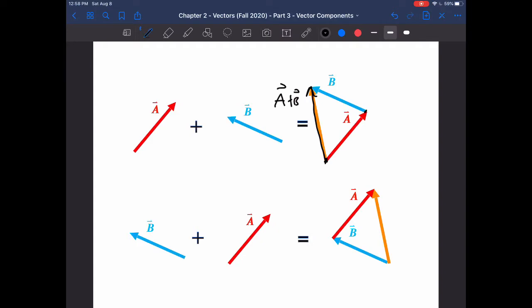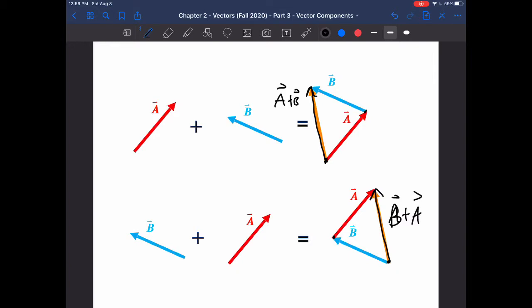Or I could do b plus a. This time I take the tail of a, I place it on the head of b, and I again draw in my resultant vector as being a vector that starts where I started, at the tail of b, and that points to the head of a. Okay, so again, I'm sorry, this is b plus a. Okay, and as we saw, a plus b is equal to b plus a.